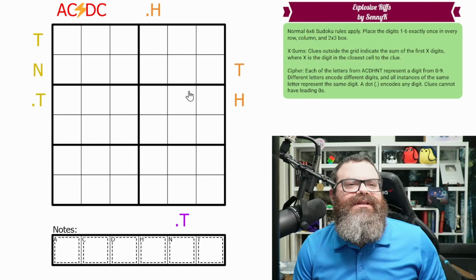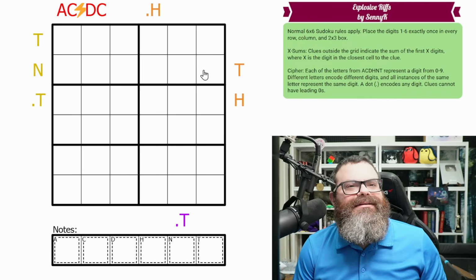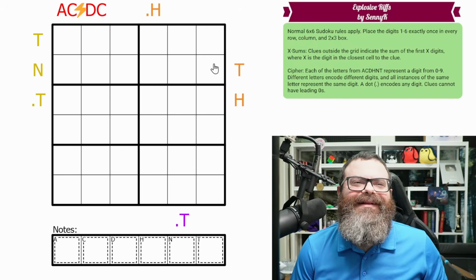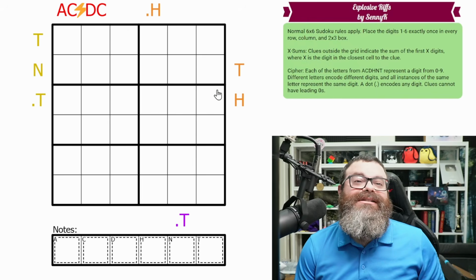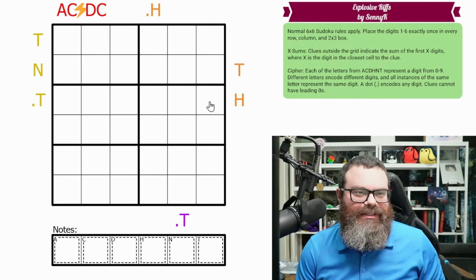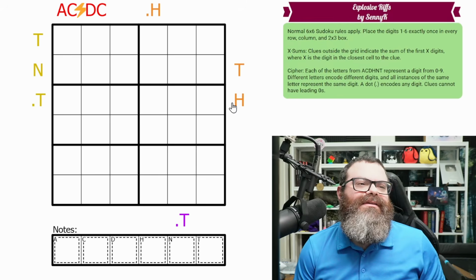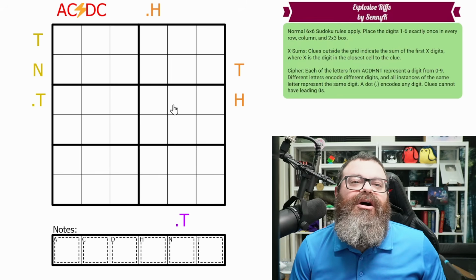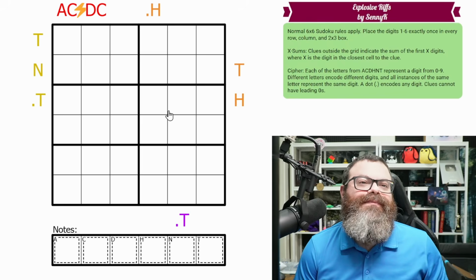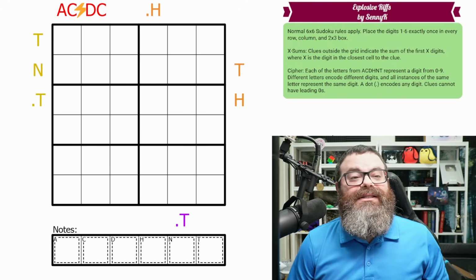And finally, we have the cipher using ACDHNT. And let's just put ACDC on the top there. So each represents a digit 0 to 9. Different letters encode different digits. So H must be a different digit than T, although the dot can be anything. And all instances of the same letter represent the same digit. So this T is the same digit as that T. All right. And clues can't have leading zeros. And that's it. Those are the rules.